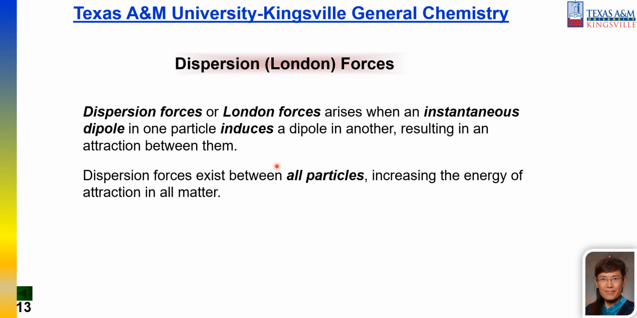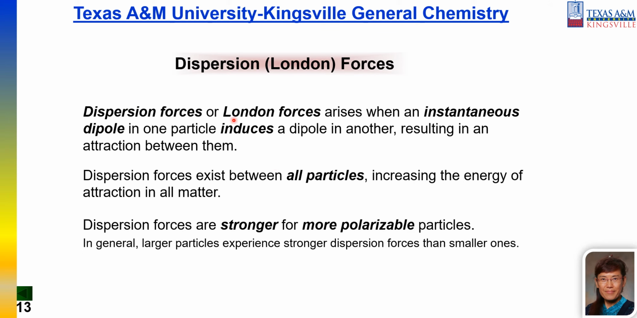The London dispersion. We want to emphasize the London dispersion because this attraction arises when an instantaneous dipole occurs. You have a particle that is not a polar molecule, but it induces a dipole in another, resulting in attraction between each other, such as if you have oxygen O2 and oxygen O2, they are going to induce the molecule to become a polar molecule instantaneously. Therefore, they are attracting each other through positive-negative attraction.